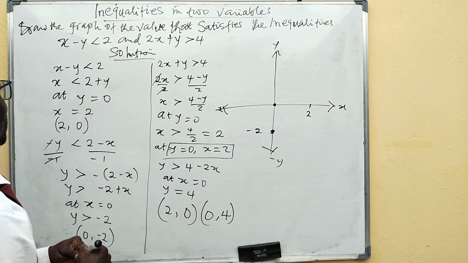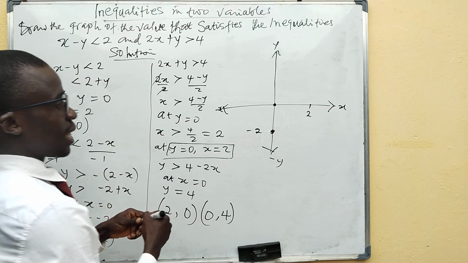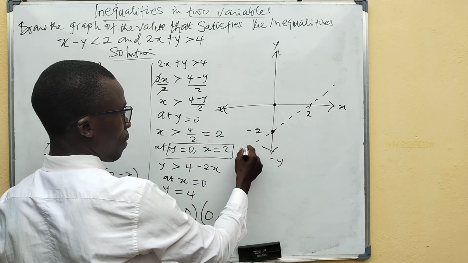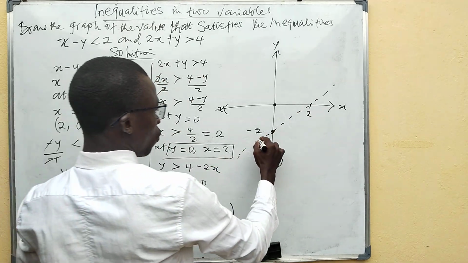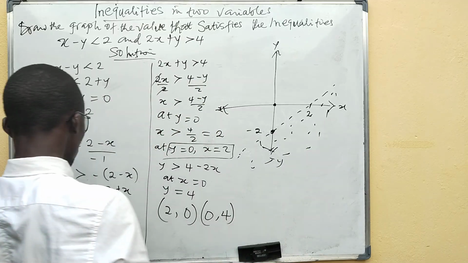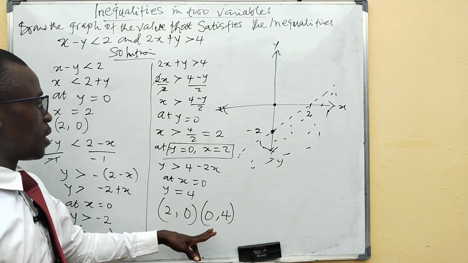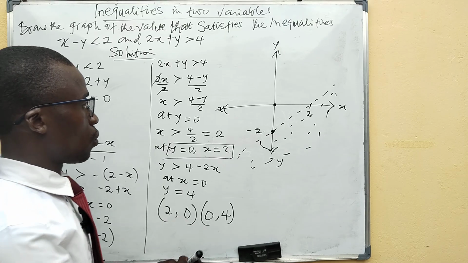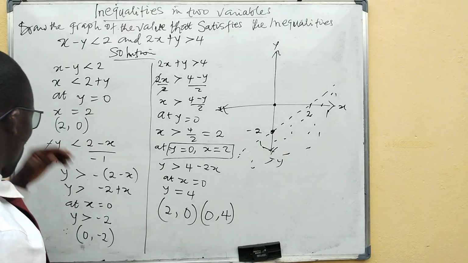So, what is the sign? Less than sign. So we use a dotted line to join them. Because it is less than, we shade the down part. Now let's come here. When x is 2, y is 0. It seems we have a similar point.